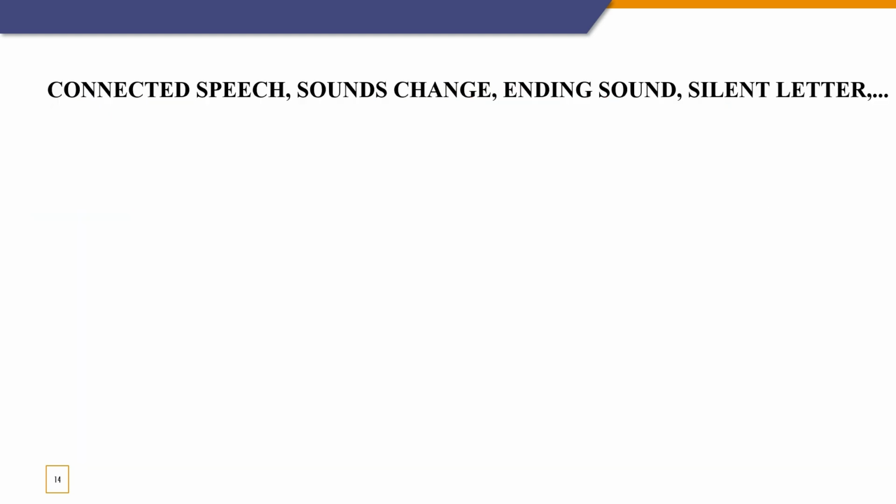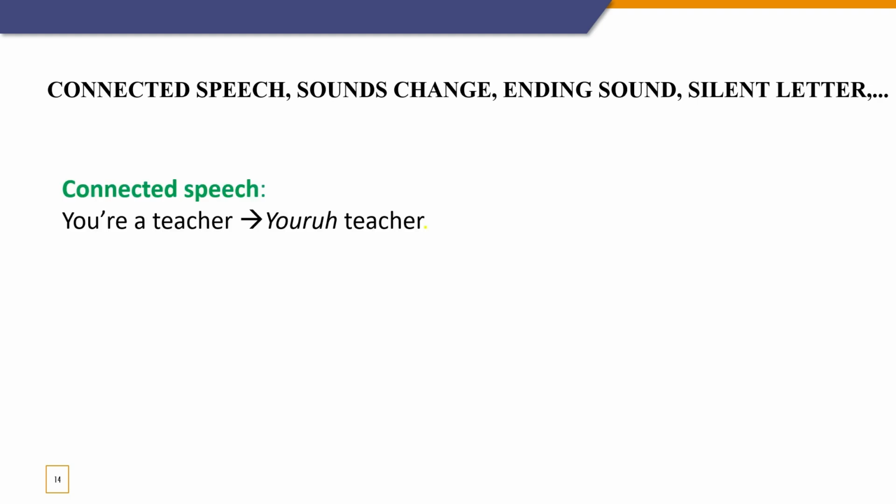In English, to make sounds natural, to make sound naturally, native speakers use connected speech, sound change, ending sounds, and silent letters. For example, let's take a look. Instead of saying, you are a teacher, we should say, you're a teacher, right? You're a teacher.